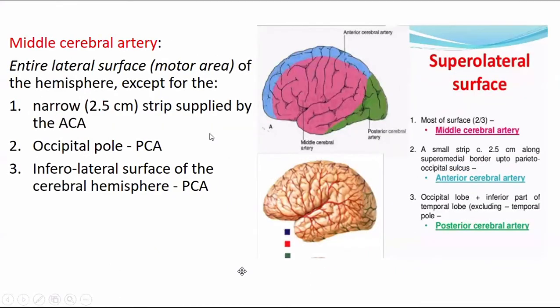Now, the middle cerebral artery supplies the entire lateral surface of the hemisphere, except for the narrow 2.5 cm strip for the motor area, as I mentioned earlier, supplied by the ACA, the blue one, and the inferior lateral surface and the occipital pole, which are supplied by the posterior cerebral artery. So most of the lateral surface is supplied by the middle cerebral artery.